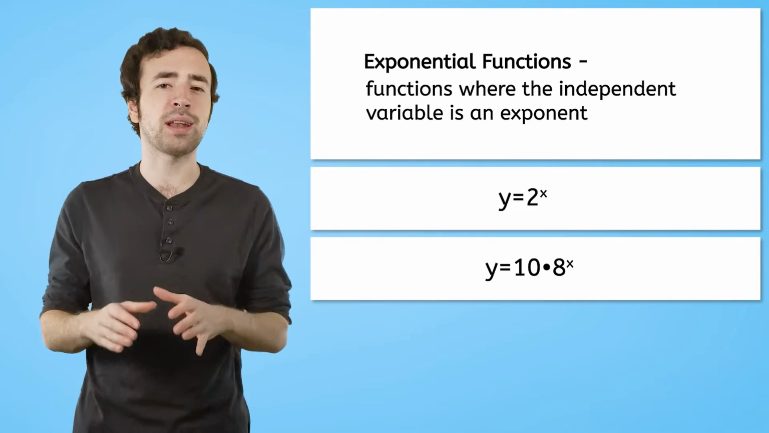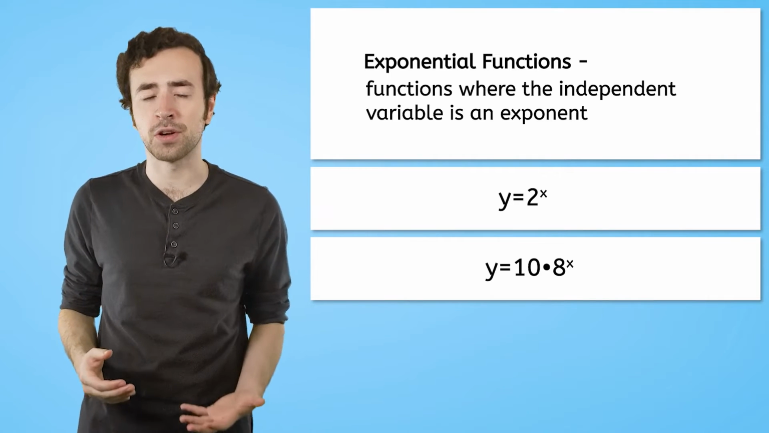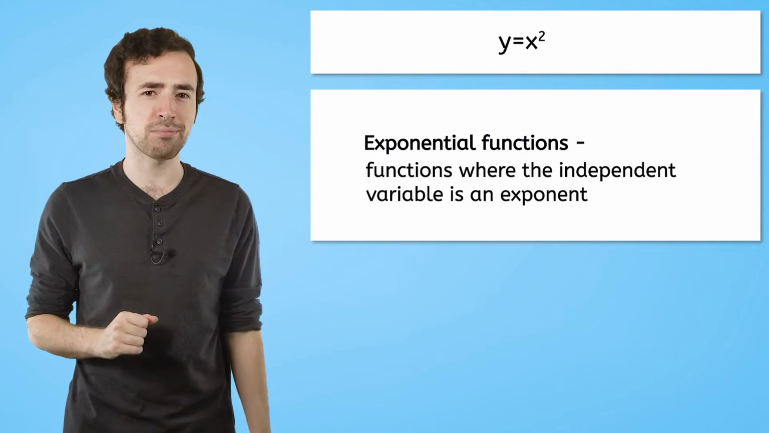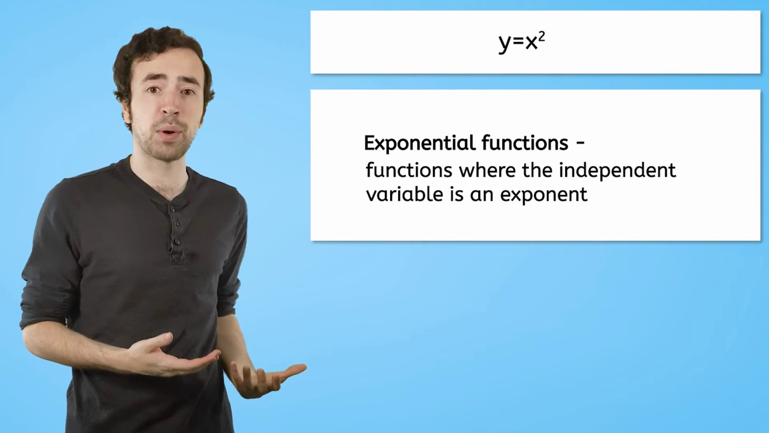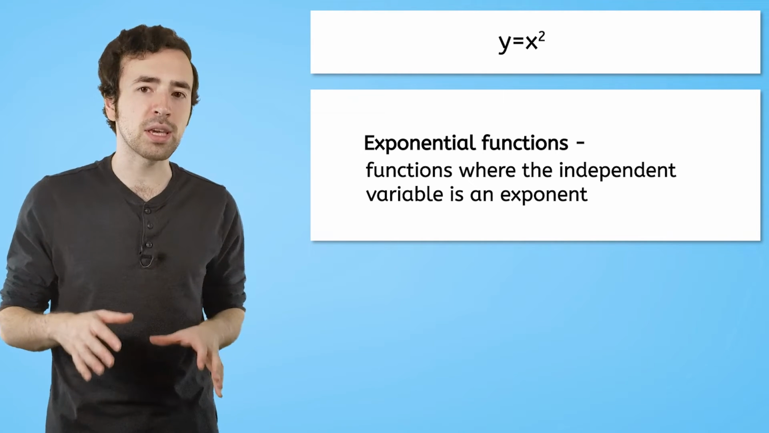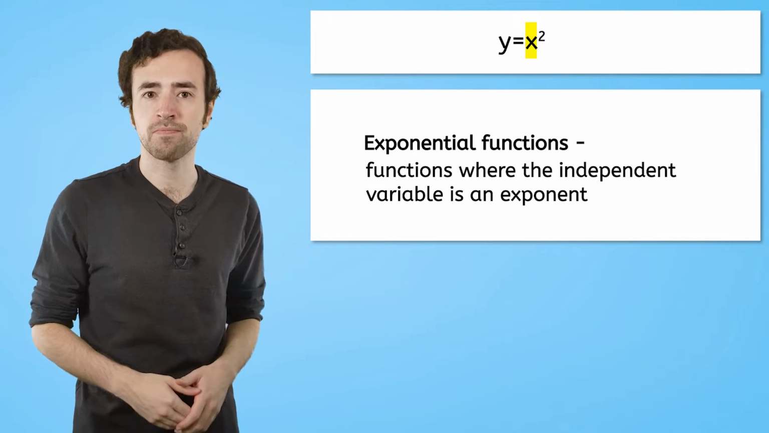It's important to note that not every function with an exponent is an exponential function. Something like y equals x squared, even though it has an exponent, is not an exponential function. If you look at our definition, can you tell why this is not an exponential function? Yeah, it has an exponent, but it's not the independent variable. The independent variable here is x, which is the base of this exponent term.